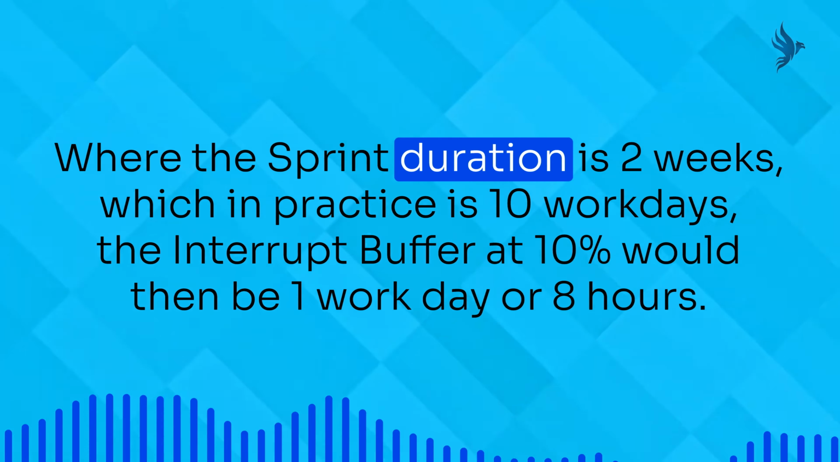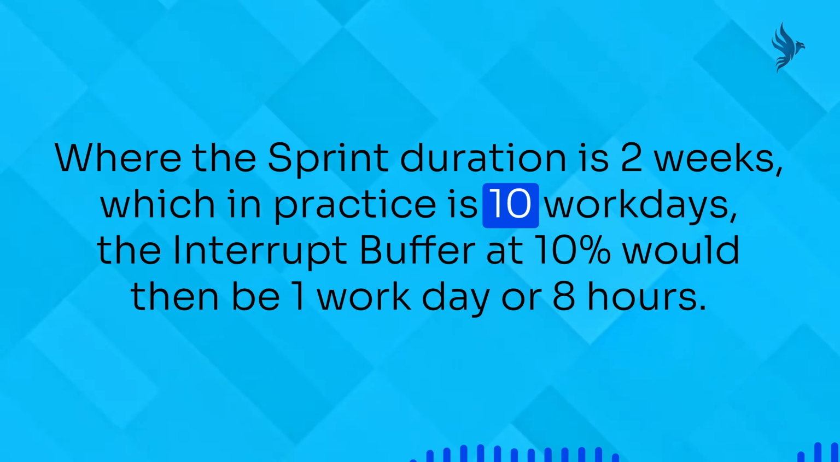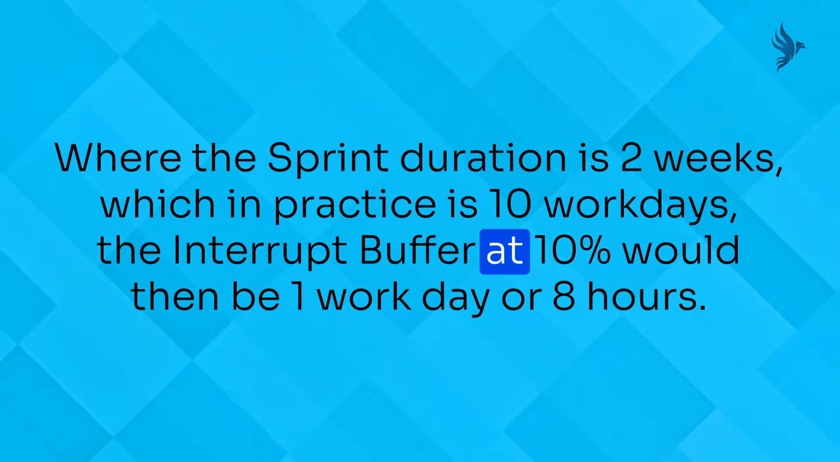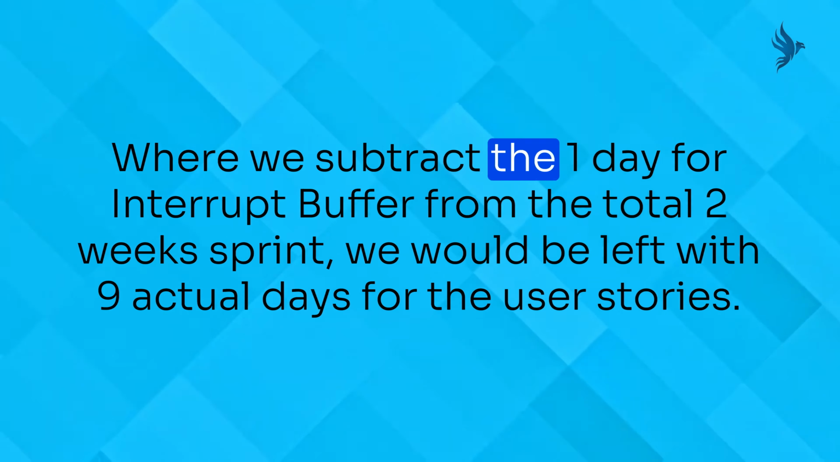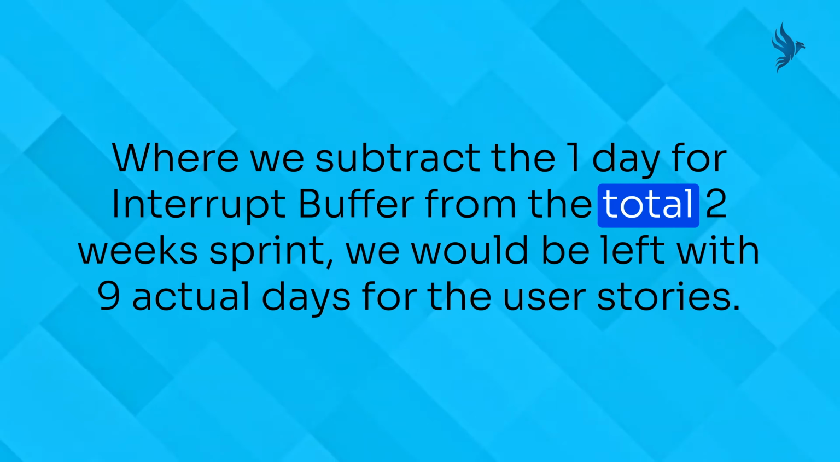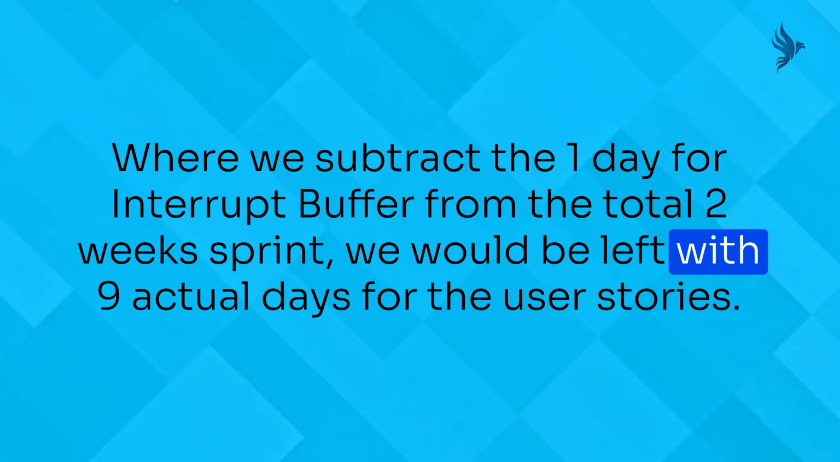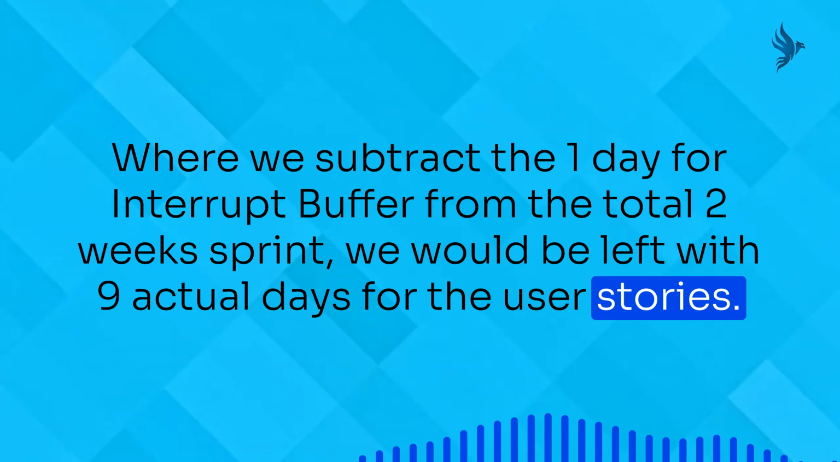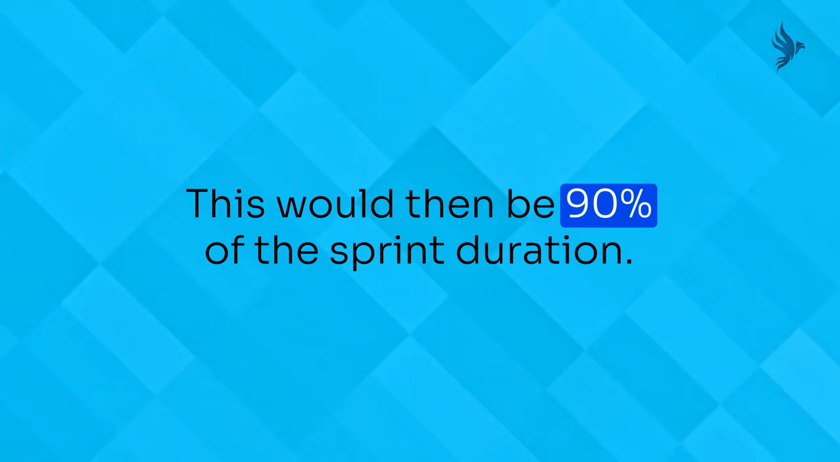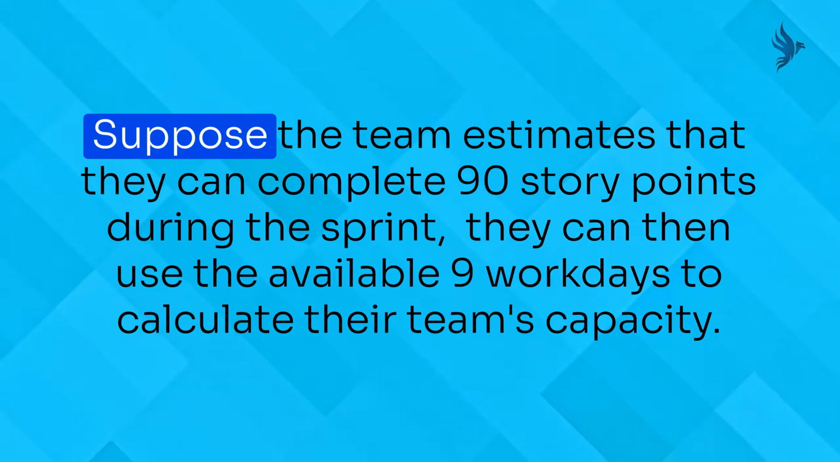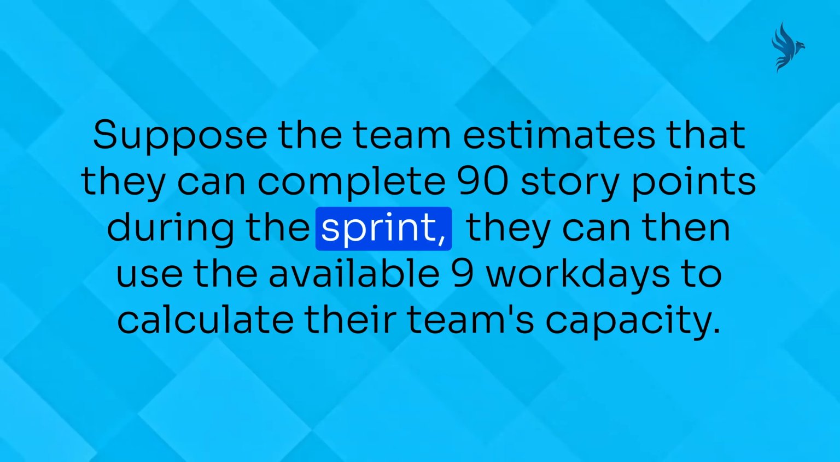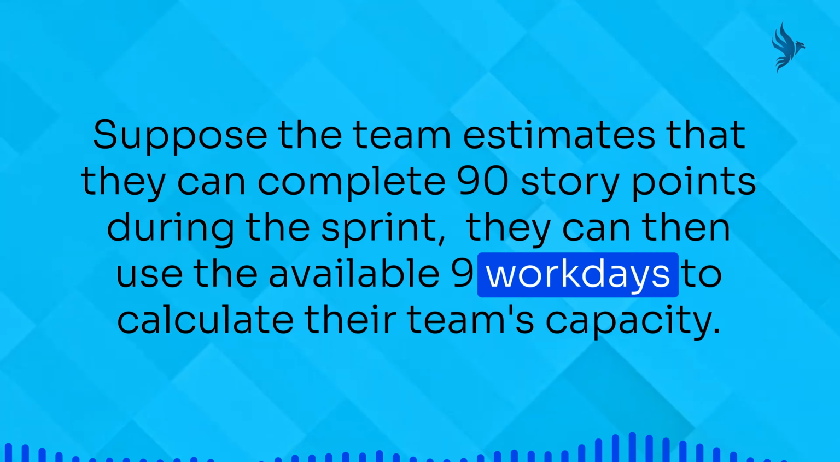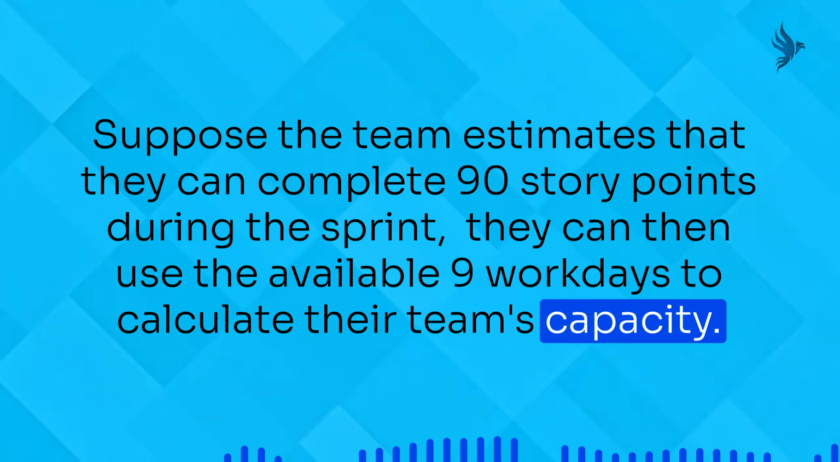Where the sprint duration is 2 weeks, which in practice is 10 work days, the interrupt buffer at 10% would then be 1 work day or 8 hours. When we subtract the 1 day for interrupt buffer from the total 2-week sprint, we would be left with 9 actual days for the user stories. This would then be 90% of the sprint duration. Suppose the team estimates that they can complete 90 story points during the sprint. They can then use the available 9 work days to calculate their team's capacity.